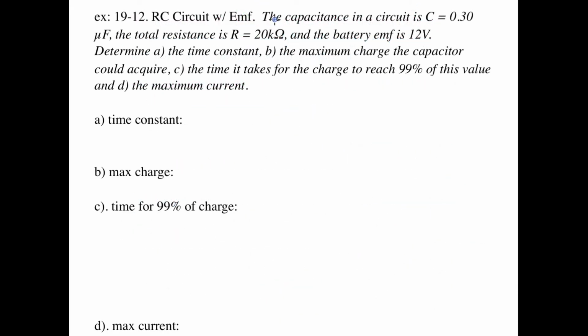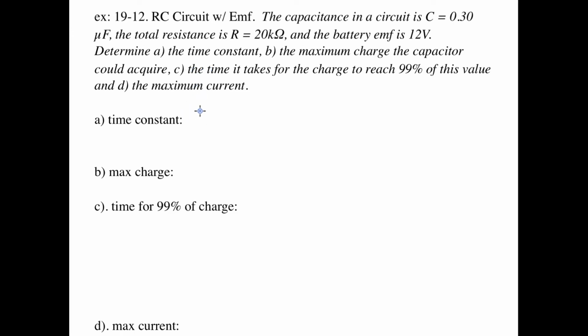This is just a book example that I thought I'd go through. The capacitance in a circuit is 0.30 microfarad. The total resistance is 20 kilo ohm, and the battery is 12 volts. Determine the time constant, the maximum charge the capacitor could acquire, the time it takes for the capacitor to reach 99% charge, so pretty much done, how much time does it really take, and then the maximum current.